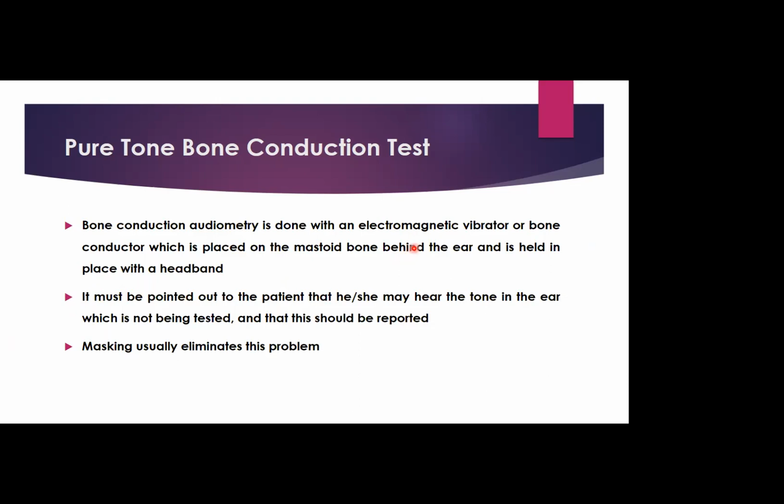So bone conduction audiometry is done with the help of an electromagnetic vibrator or a bone conductor, which is placed on the mastoid behind the ear and is held in place with the headband. And it has to be pointed out to the participant or the patient that he or she may hear the tone in the ear which is not being tested, and that should be reported, so that masking, which usually eliminates this problem, can be incorporated.